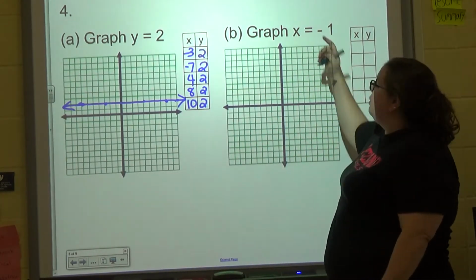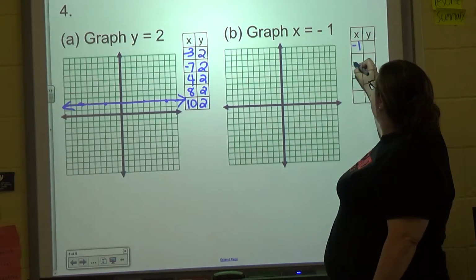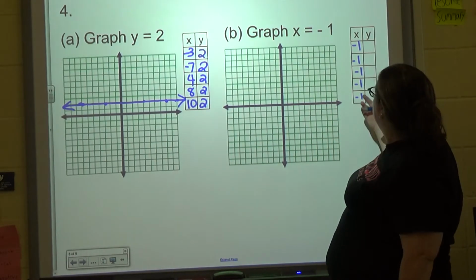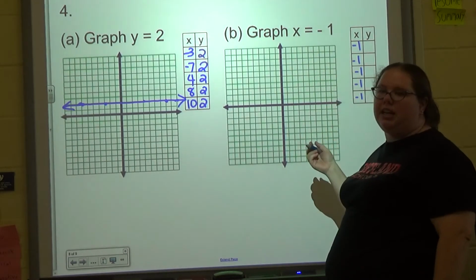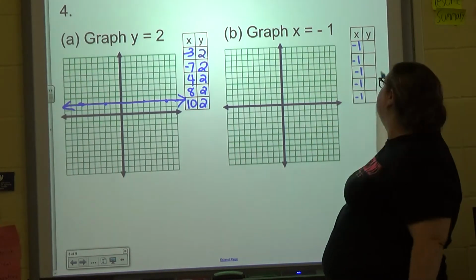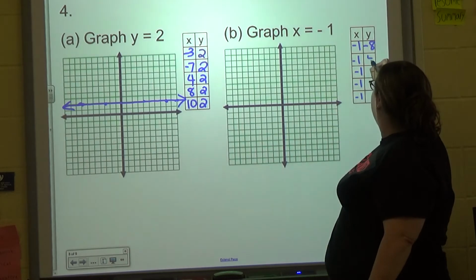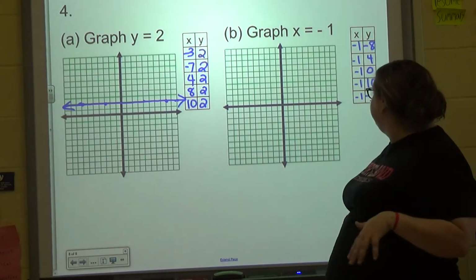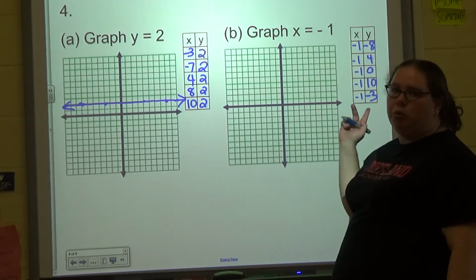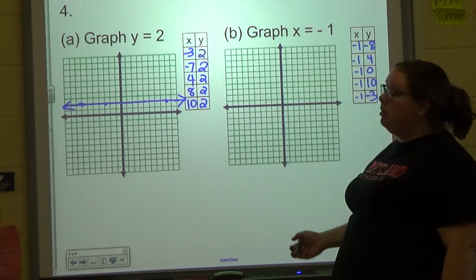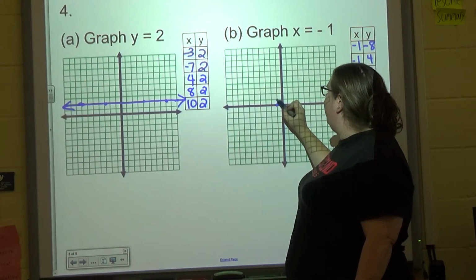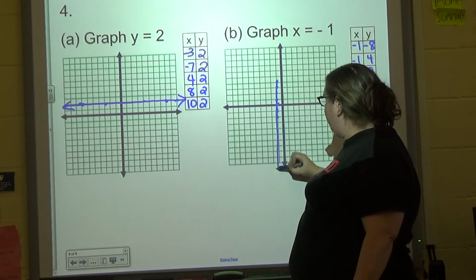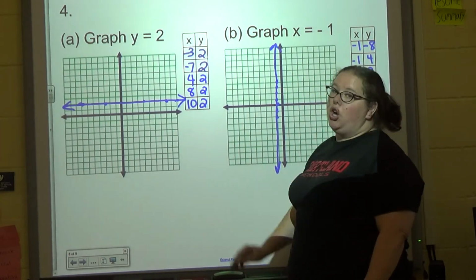How about this one? x equals negative 1. So my x is always negative 1. What's the y value though? If I plug in negative 1, I have negative 1 equals negative 1. The y can be anything. Negative 8, 4, 0, 10, negative 3, it doesn't matter what it is. So instead of a horizontal line, what's this one going to be? A vertical line. My x value is negative 1 at all times. The y value does not matter. All that matters is that my x value is always negative 1.